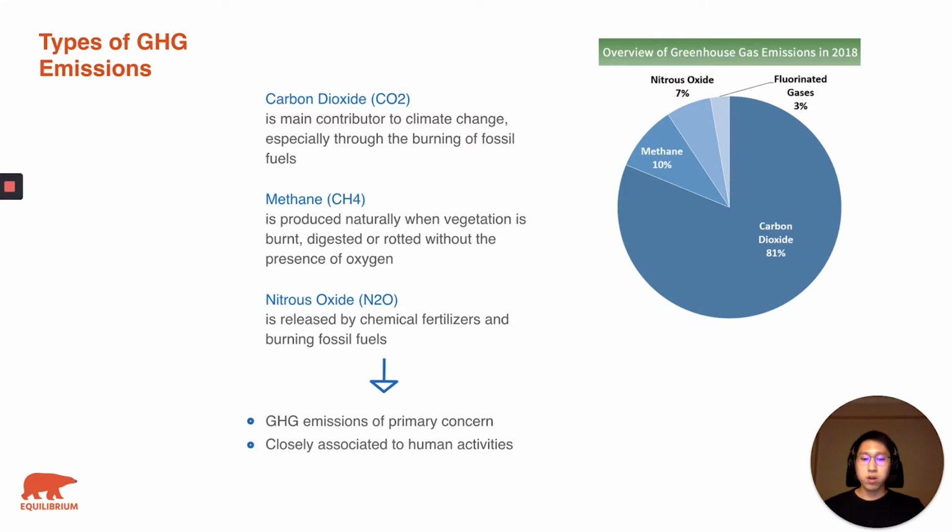Carbon dioxide emissions contribute a hefty 81% of the world's greenhouse gases and is the main contributor to climate change, with methane and nitrous oxide coming in second and third place respectively. The main source of carbon dioxide emissions arises from the combustion of fossil fuels, while methane is produced naturally when vegetation is burnt, digested, or rotted in the absence of oxygen, and nitrous oxides are commonly released into the atmosphere via chemical fertilizers. As you can see, the release of almost all greenhouse gases are due to human activity and are a huge concern.